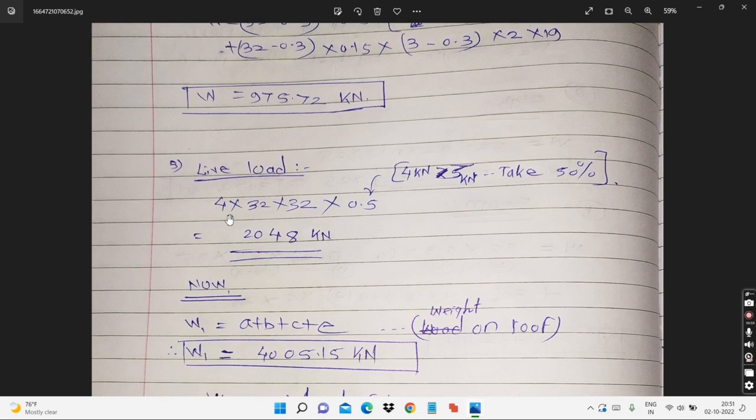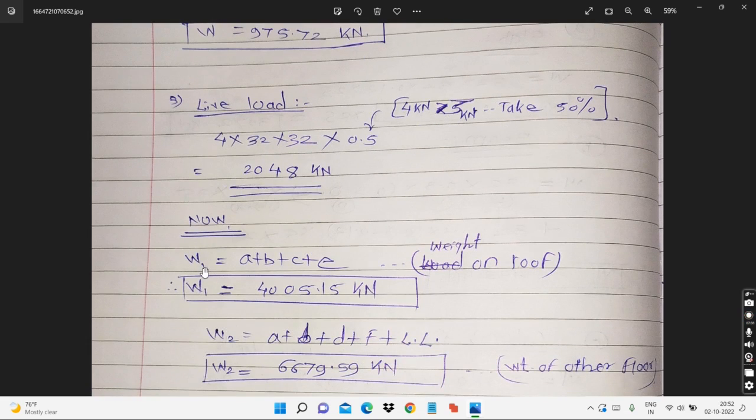Next, live load intensity is given as 4 kilonewton per meter square into 32 into 32. These are plan dimensions. Let's see what this 0.5 is. This 0.5 indicates that we have to take 50% of the overall intensity. If our live load is up to 3 kilonewton, then we have to take 25%. If our live load intensity is more than 3 kilonewton, then we have to take 50%. 50 divided by 100 will be equal to 0.5. So we have multiplied by 0.5 here.